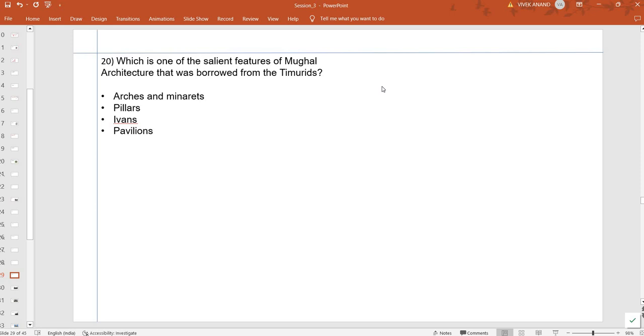But Ivans, what are Ivans? Can anyone tell? Grand entry facade. Yeah, these are grand entry facades. There is a canopy kind of structure inside through which you can enter. You can say there is a building called Buland Darwaja, which has a big Ivan. Or in Mughal architecture, you will find that even in mosques they have a big grand entrance. So yeah, that feature is Ivans.